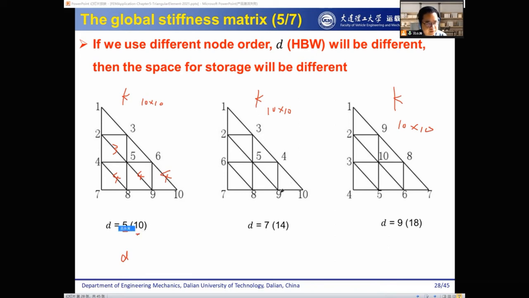And so let's have a look at this case. What's the maximum number difference? So here, 4 and 10 is 6. 4, 9 is 4. And 6, this is 4. This is 3. This is 2. So I think the maximum difference is 6. Okay, 6. And then plus 1, so we get 7. And then times 2, omega equals 2, then we get 14. So in this case, the D half bandwidth is 7.